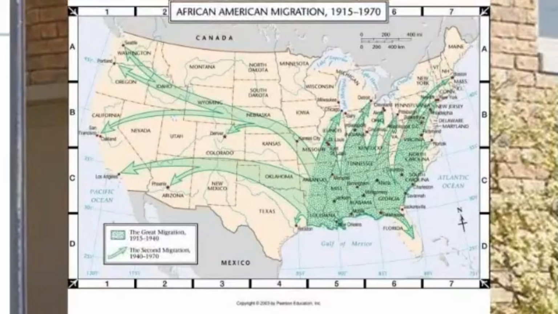This is the Great Migration of African Americans around the United States. And you can see the fleeing of the South, African Americans leaving the South in the early 1900s to try to get away from civil rights violations.